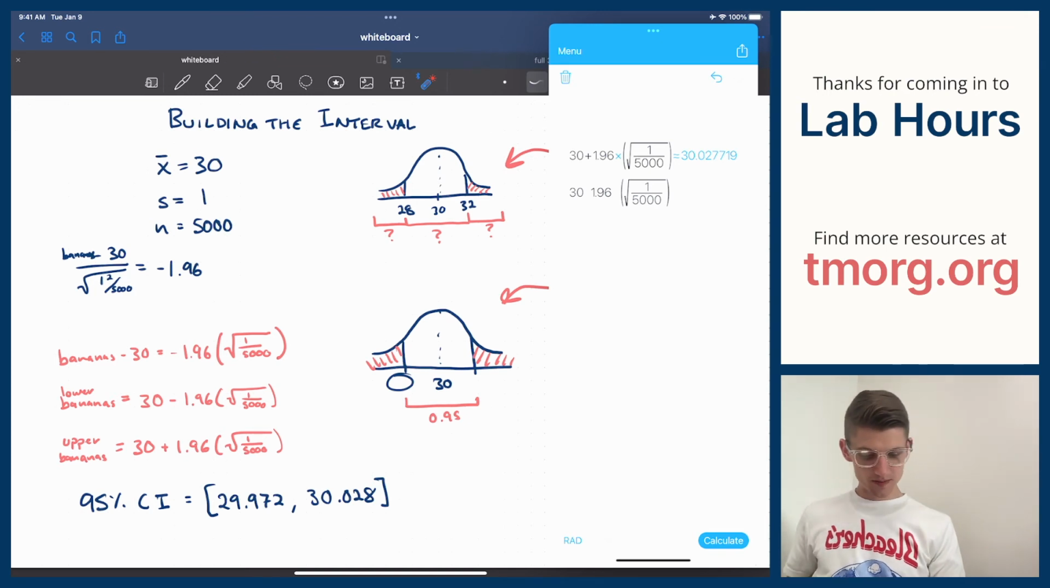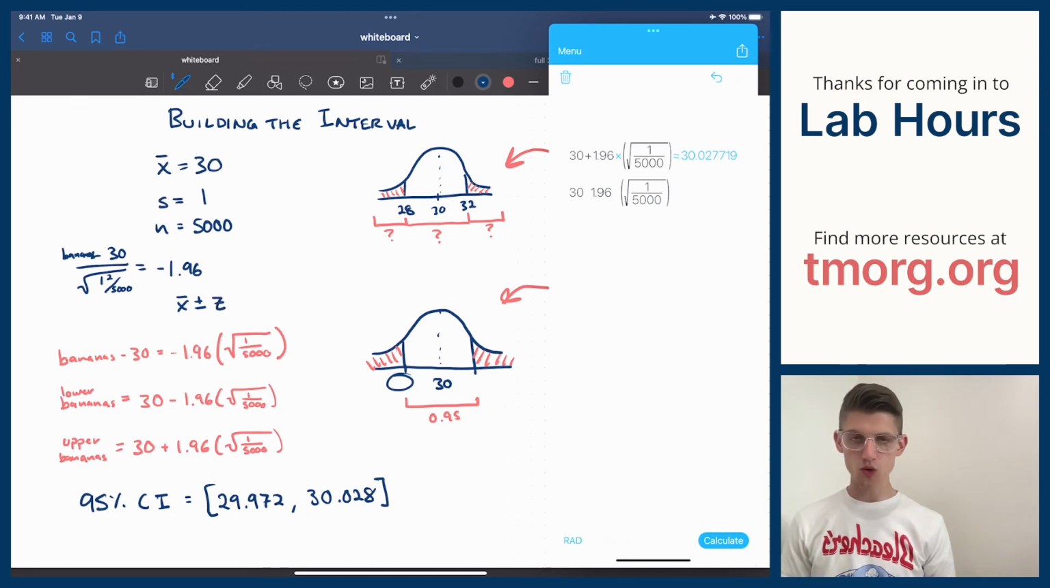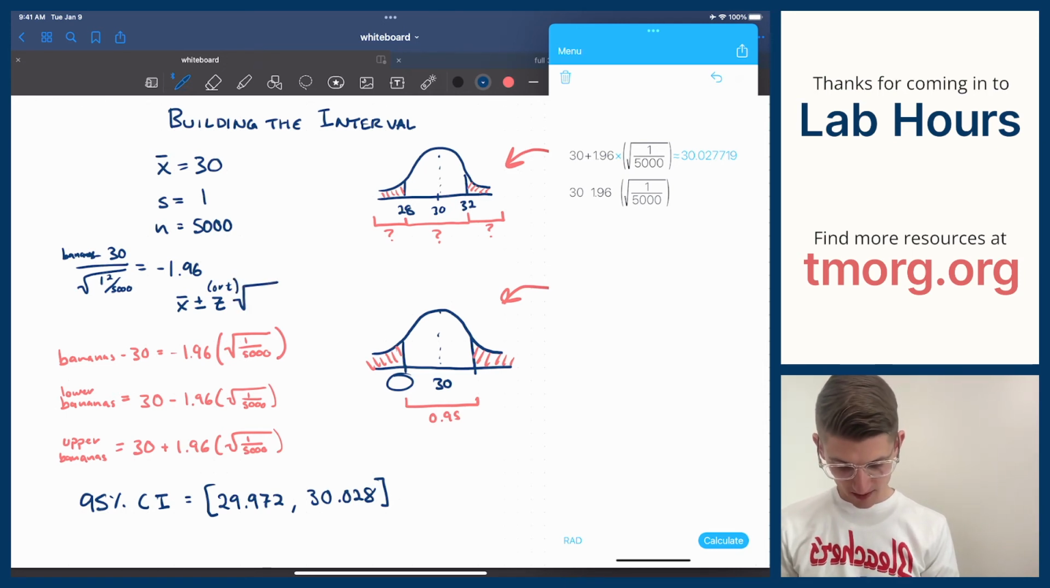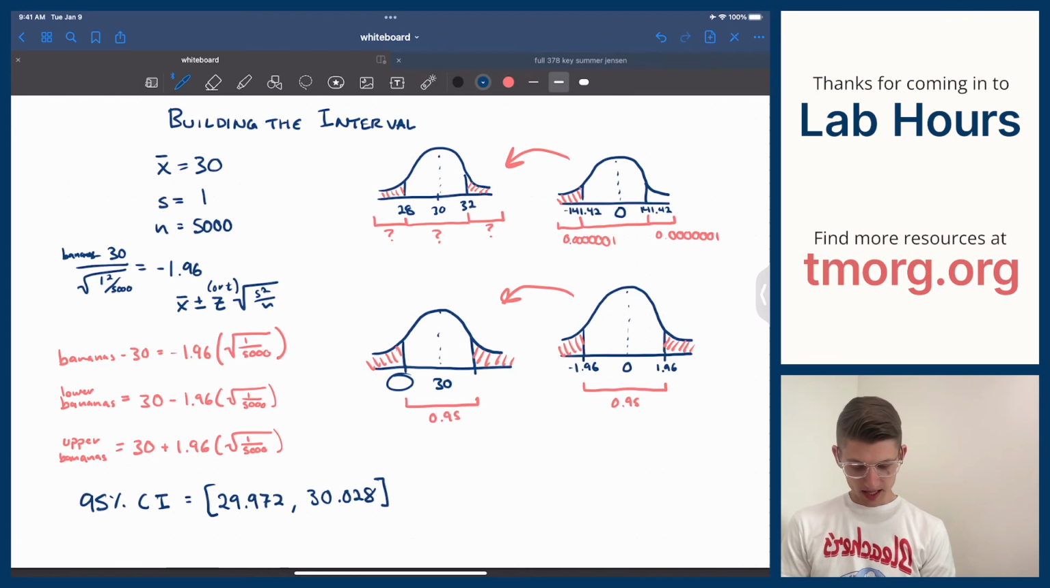Because here's kind of the generic formula. X bar plus or minus whatever your z score or t score is, times the standard error, the square root of s squared over n, or sigma squared over n, right? That's kind of the basic formula, and this is actually how we figured it out. This is what it turned into, unstandardizing these numbers right here.